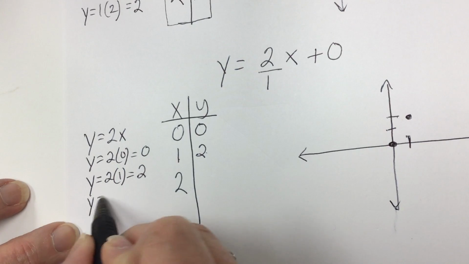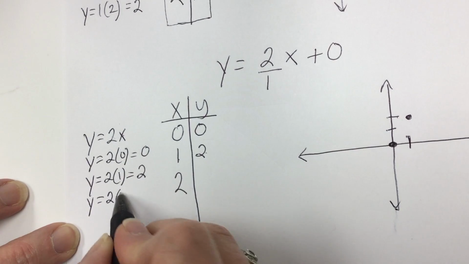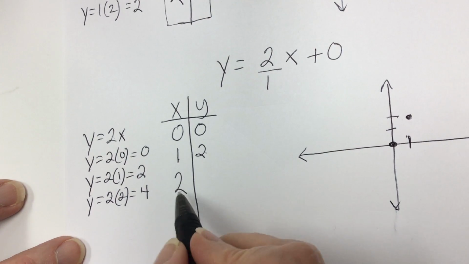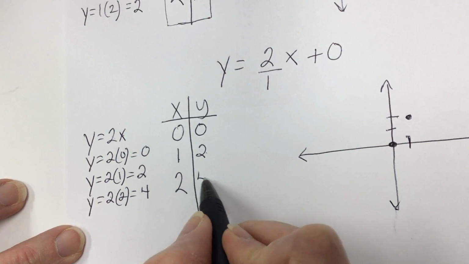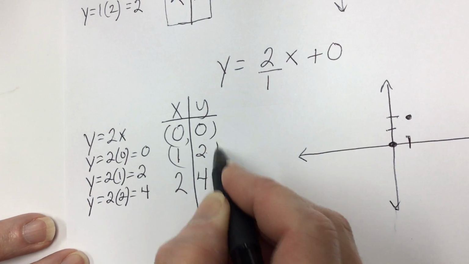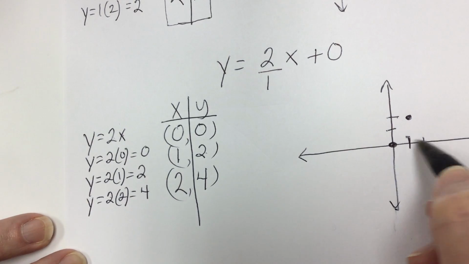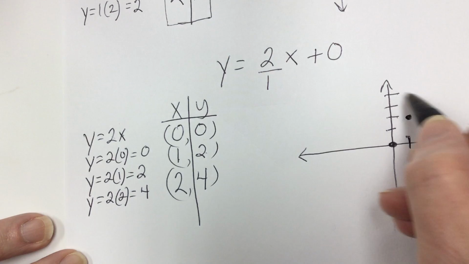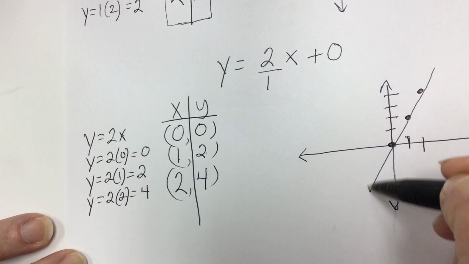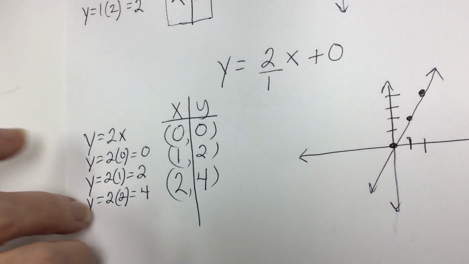Now let's plug in 2 into my equation. 2 times x is 2. What is 2 times 2? 4. So when I plugged in x is 2, I got my y to be 4. I'm forming ordered pairs. These are ordered pairs is what I'm forming. So if I plot the point 2, up 1, 2, 3, 4, there's that point. There's my line.